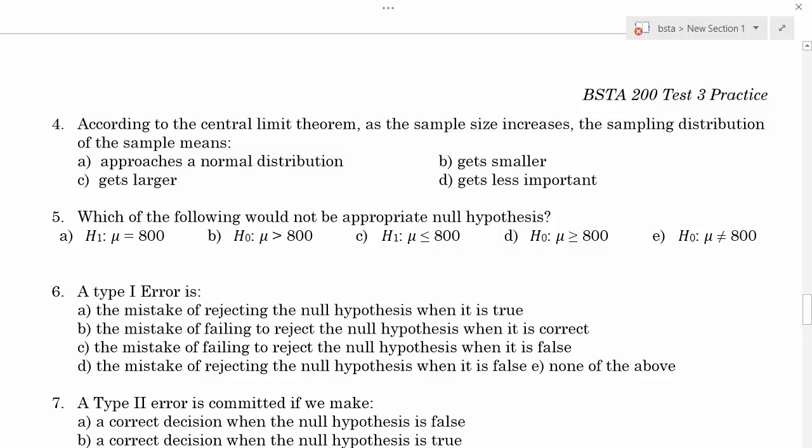So this is according to the central limit theorem. As sample size increases, the sampling distribution of the sample means approaches a normal distribution.